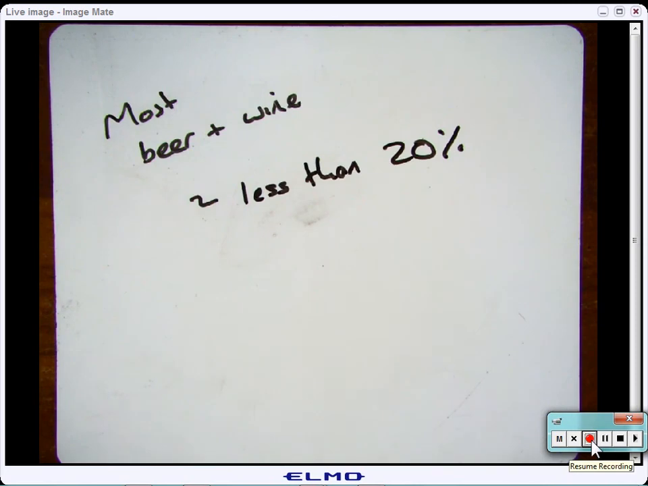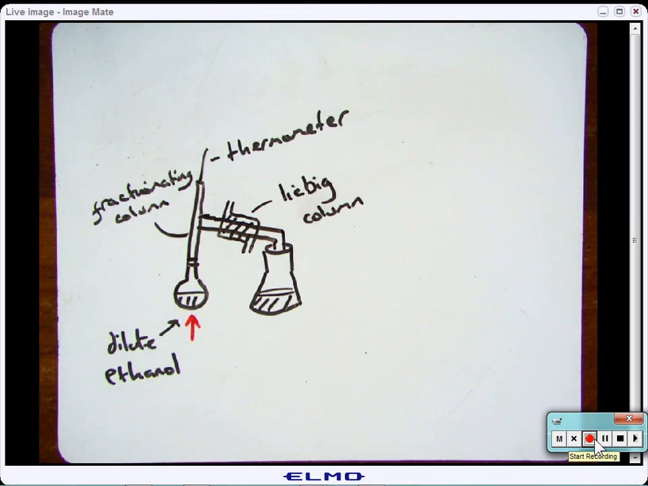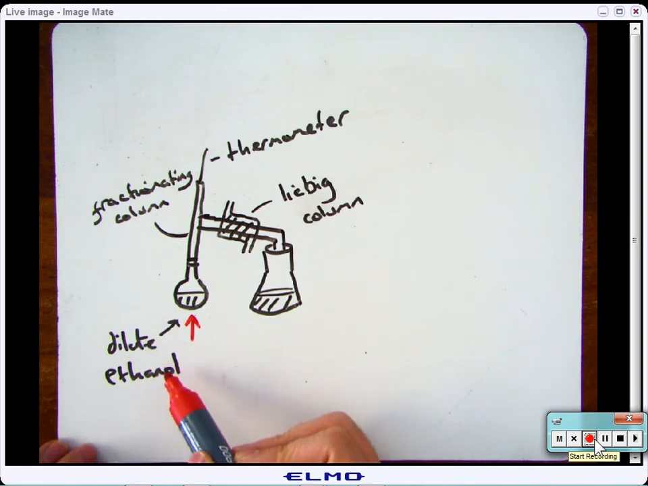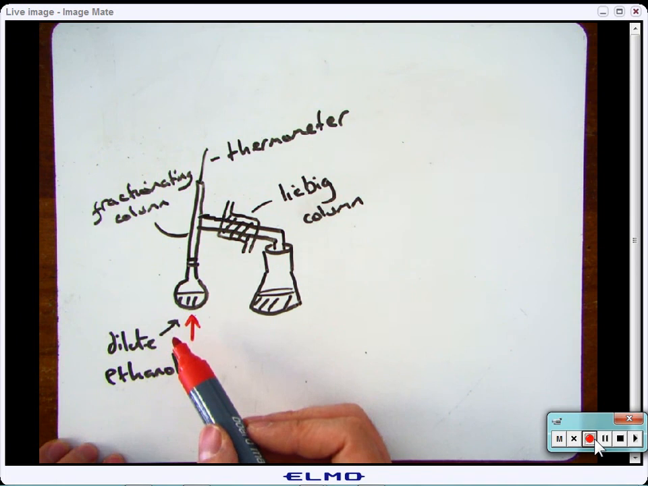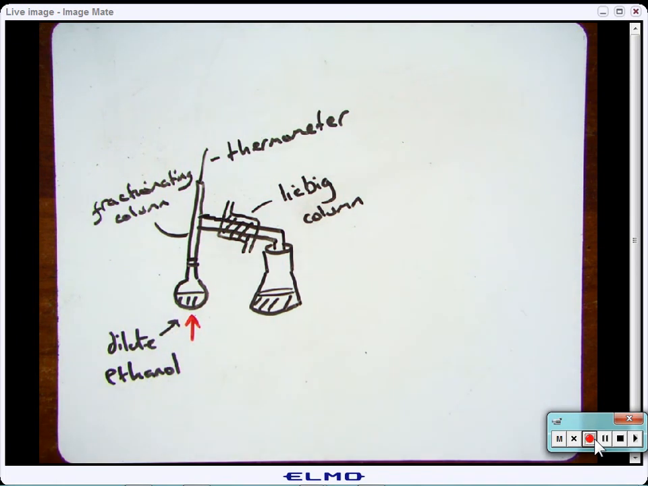Most of the beer and wine that people drink is less than 20% alcohol. The reason for that is because fermentation doesn't produce it any higher. So the process that we use if you want to make a spirit is fractional distillation. You should remember that back from year 10. So what happens here is you take your dilute ethanol, which you've produced from fermentation, and you heat it up. At certain temperatures, ethanol will start to evaporate.